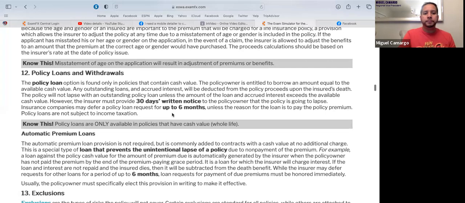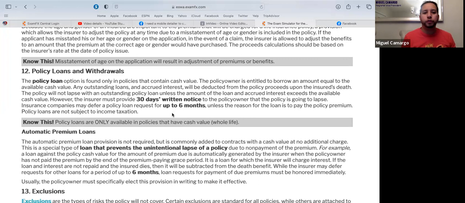Okay, next thing is let's talk about policy loans and withdrawals. And again, whole life cash value policies, we covered this in real detail last night. With whole life policies, if you borrow money from the policy, they have up to 6 months to give you that money. Remember, this is your money sitting in this savings account in this cash value policy. The insurance company has to give you written notice about that, and they have up to 6 months to give you that money.